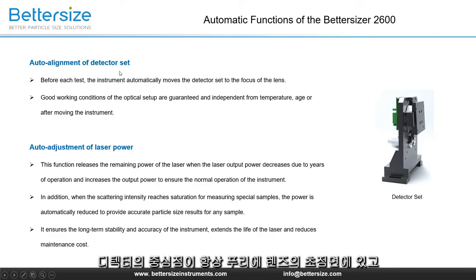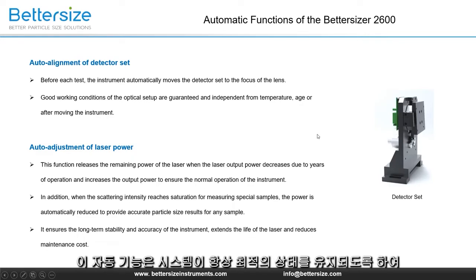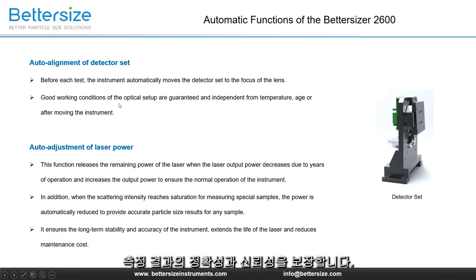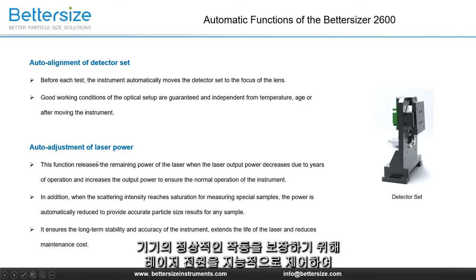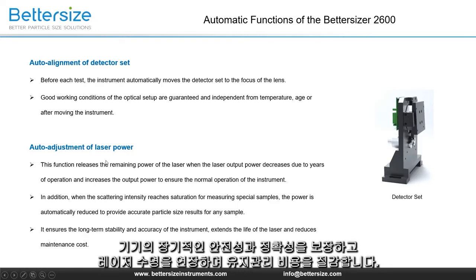It ensures the central point of the detector is always on the focal plane of the Fourier lens, and the laser converged by the lens always illuminates the central point. This automatic function ensures the system is always at its optimal condition, and thereby guarantees the accuracy and reliability of measurement results. Auto adjustment of laser power controls the laser power intelligently to ensure the normal operation of the instrument, which ensures the long-term stability and accuracy of the instrument, extends the life of the laser, and reduces maintenance cost.